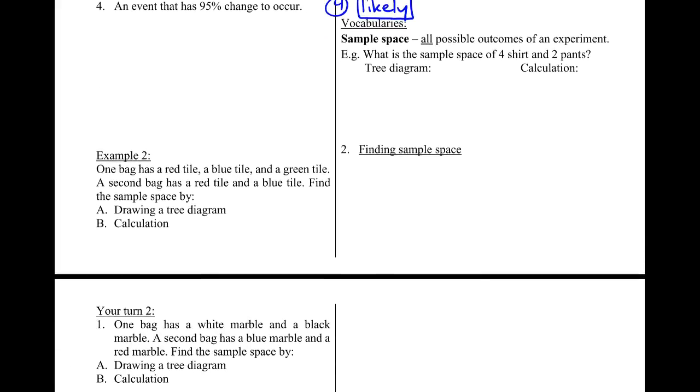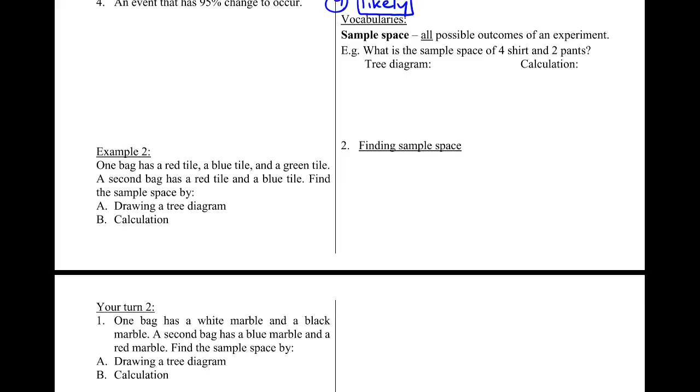Let's talk about sample space. Sample space is all of the possible outcomes of an experiment happening. So let's say, for example, I want to know the sample space of 4 shirts and 2 pants. If I have 4 shirts and 2 pants, let's say, what are the total number of combinations of those shirts and pants I could wear? All right, so let's say I have a red shirt, maybe I have a blue shirt, a green shirt, and a purple shirt.